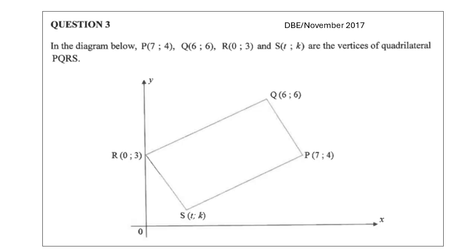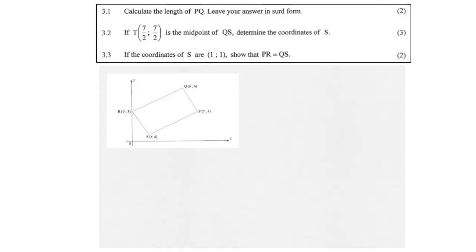Let's look at the second exam question. In this diagram, they give us P with coordinates 7 and 4, Q with coordinates 6 and 6. The coordinates of R is 0 and 3, and S has coordinates d and k. And they are vertices of quadrilateral PQRS. In question 3.1, they ask us to calculate the length of PQ, and we have to leave the answer in surd form.